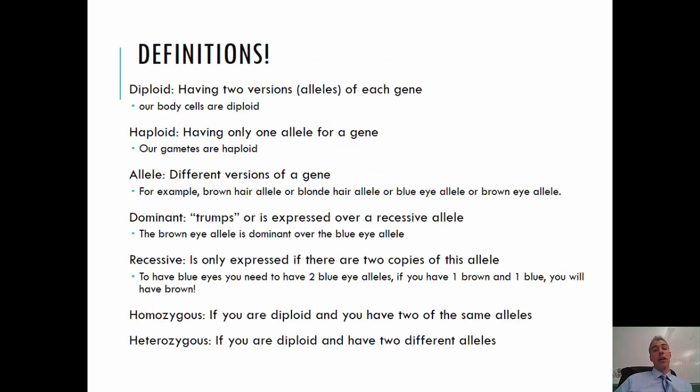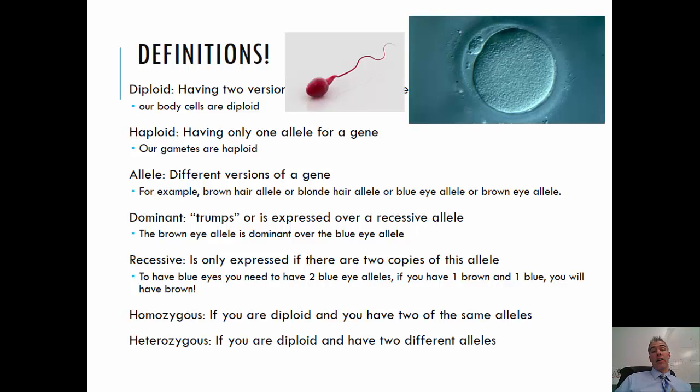All right, so some quick definitions. I'm going to run through these. You have to understand them because I'm going to use them as we're going through this, okay? So diploid, we should know this. You have two different versions or two different alleles of each gene because you're diploid, right? Our body cells are diploid. Haploid cells have only one allele for a gene. Our gametes, sperm and egg, are haploid. They are N. Remember, diploid is 2N.